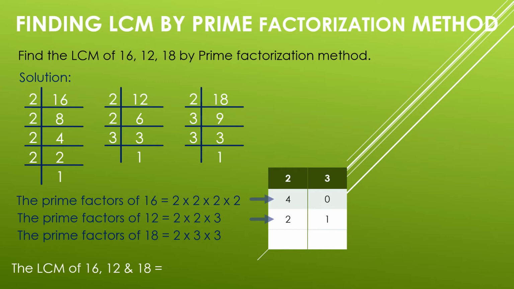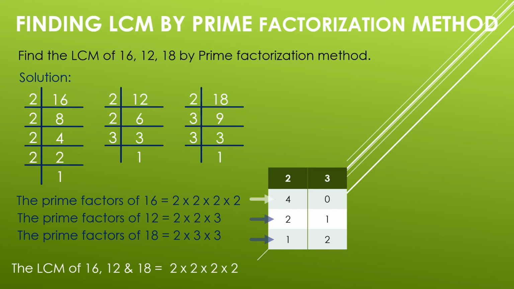Now let's look at the factors of 18. How many times is 2 present in 18? Yes, 1 time. And how many times is 3 present in 18? Count 2 times. Now what we need to do with this? We need to take the maximum count of each prime factor. So first I take 2. 2 is present 4 times in 16, 2 times in 12 and 1 time in 18. So take the maximum, that is 4. So write 2 four times.